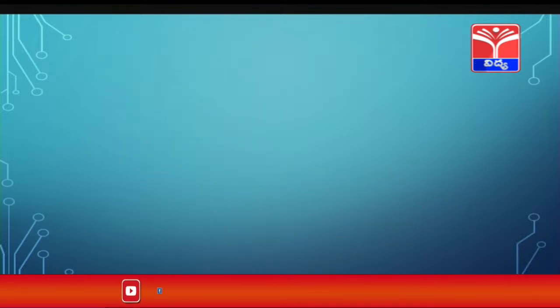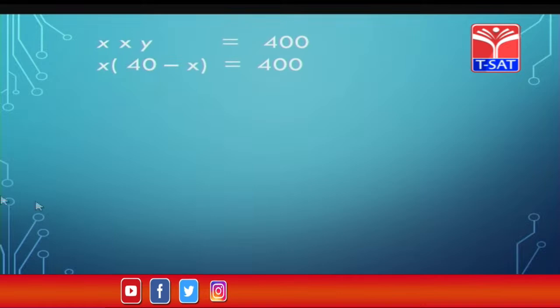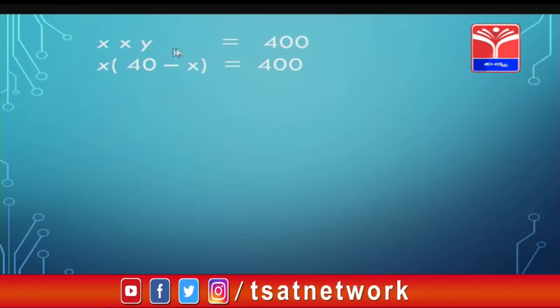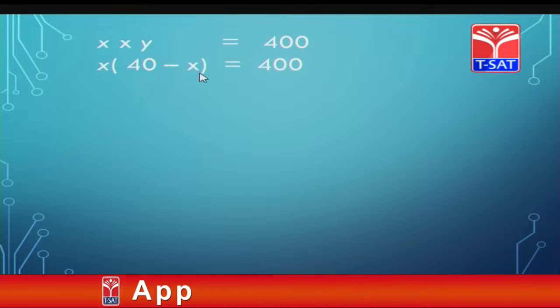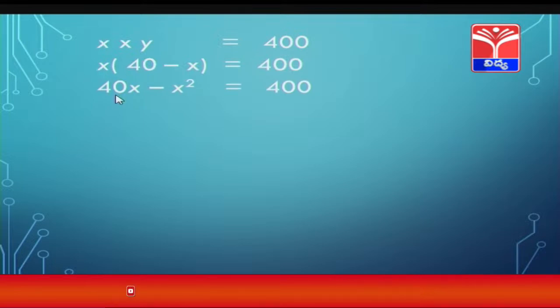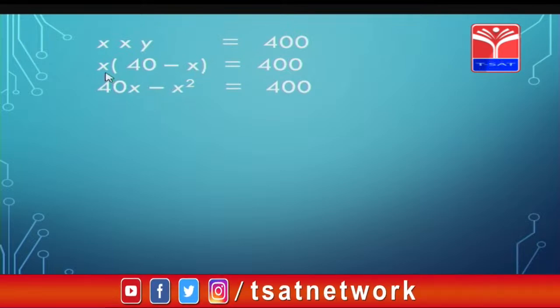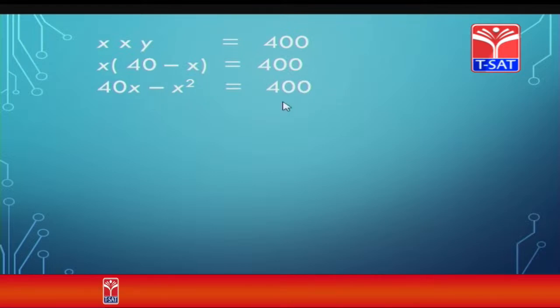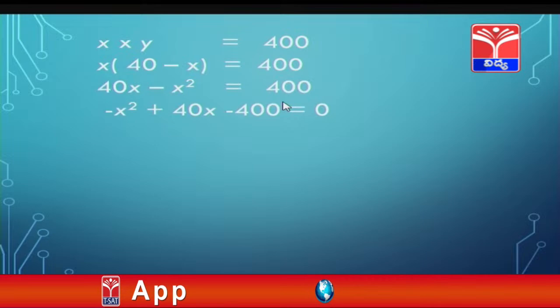Substituting 1 in 2, x into y is equal to 400. Instead of y, I substitute 40 minus x from my equation 1. Then I open up the brackets by multiplying with x. x into 40 gives me 40x and x into x gives me x square with a minus. So, I get 40x minus x square, which is equal to 400. Let us rearrange all the terms. Then I get minus x square plus 40x minus 400 is equal to 0.